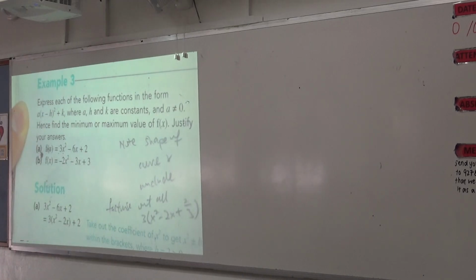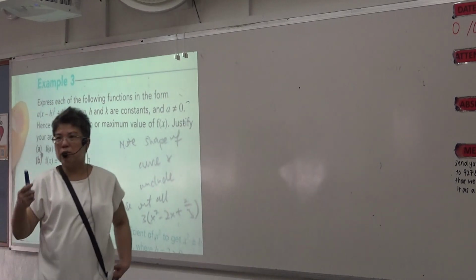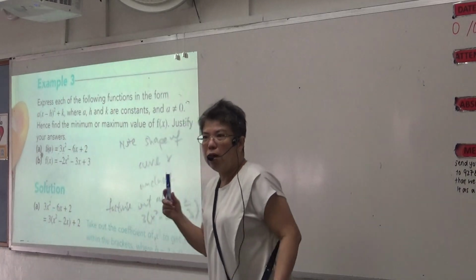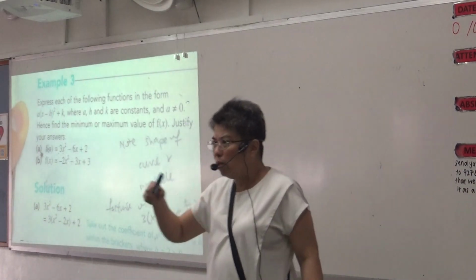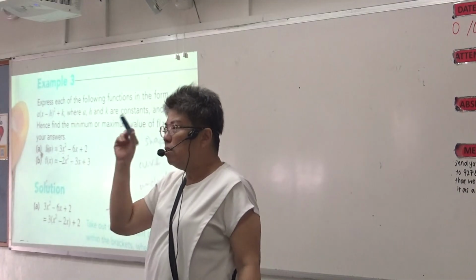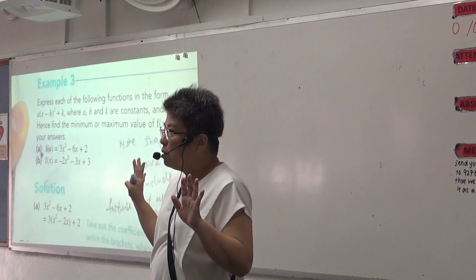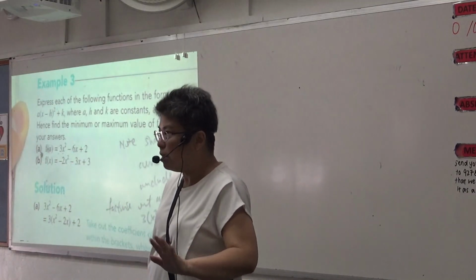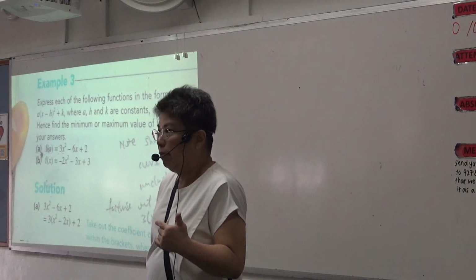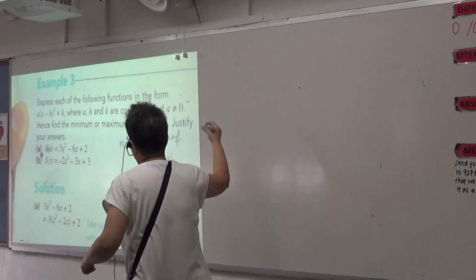Hence, find the maximum or minimum value of f(x). Justify your answers. Okay, what do you mean by justify answers? You must explain. Later on for exercise 1.1, I'm going to do it together with you. Because you are still new to AMS, you don't know how to present your answers. Okay, the simultaneous equation is okay because you have done it in Set 2 before, but not this one. Okay, now let's take a look here. A.